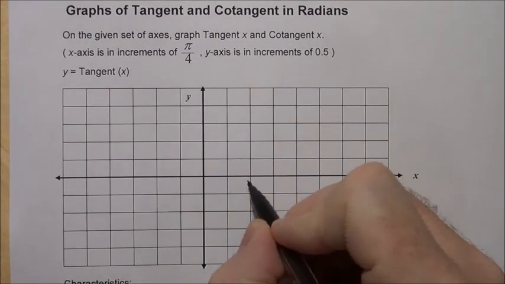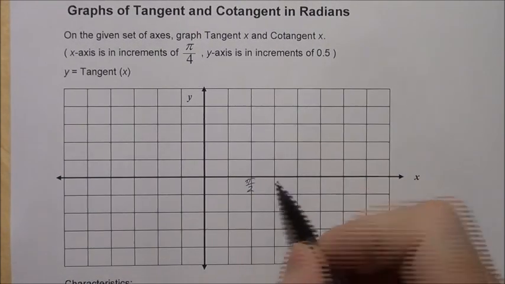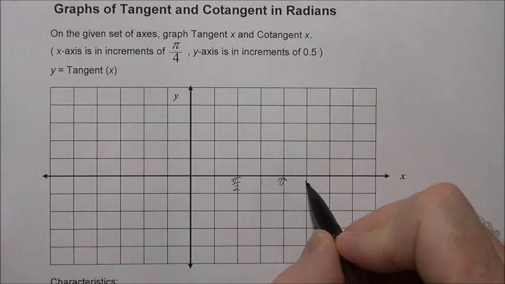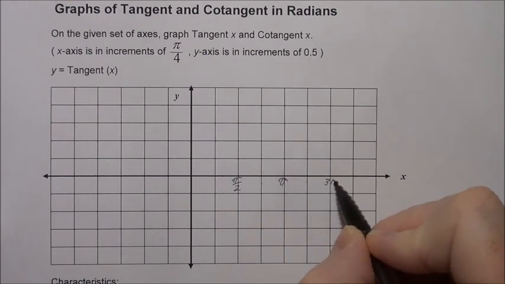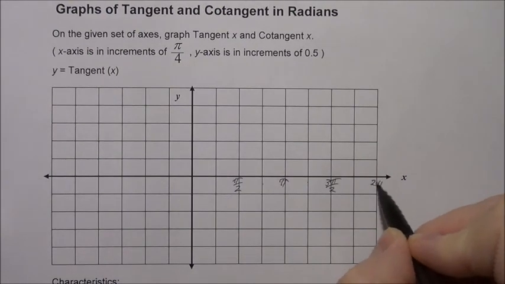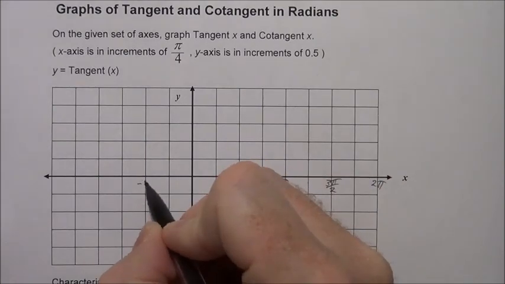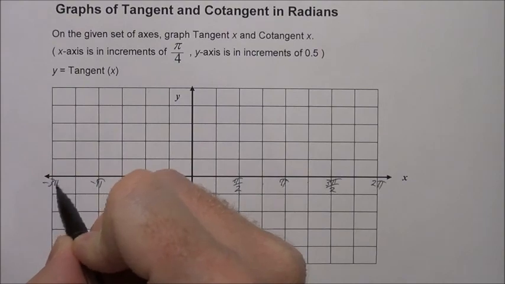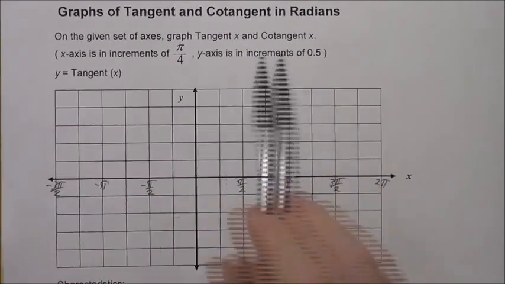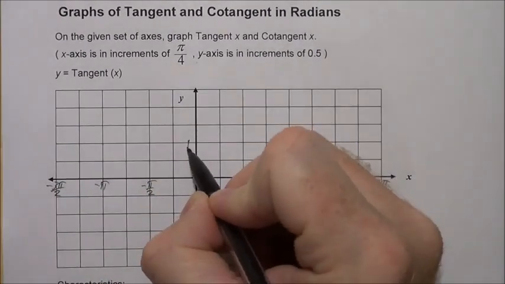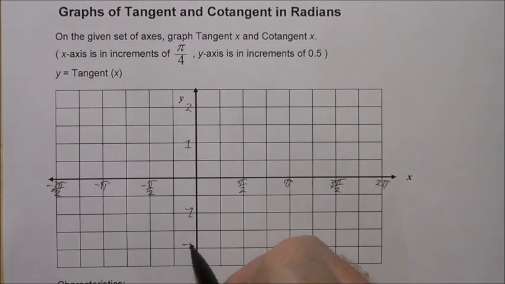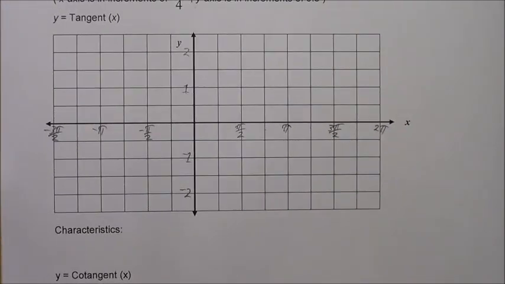So we've got pi by 4 here, then we've got pi by 2, 3 pi by 4, then there's pi, then we've got 5 pi by 4, and 3 pi by 2, and then 2 pi over here. Then we've got negative pi by 2 on this side, negative pi, negative 3 pi by 2. Okay, and the y-axis are increments of 0.5, so we got 1 and 2 here, and then -1 and -2 here.